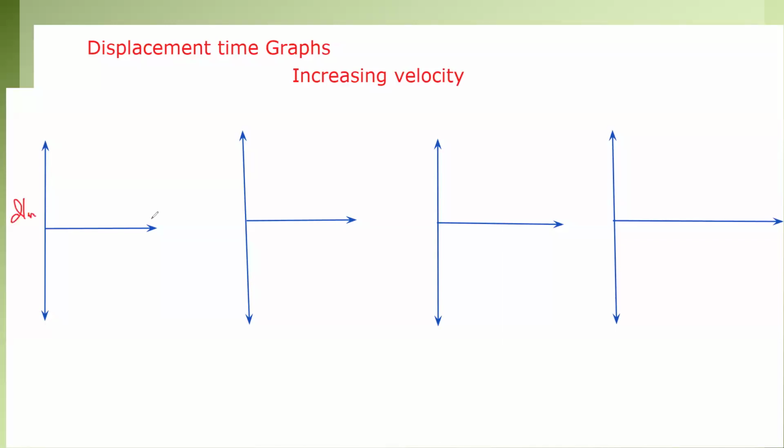So we have displacement on the y-axis and time on the x-axis. If I draw a graph like this, the slope should increase. So the slope is increasing, as you can see, the angle gets steeper. But what about the value? Here the velocity is increasing, but what about the value of the velocity?